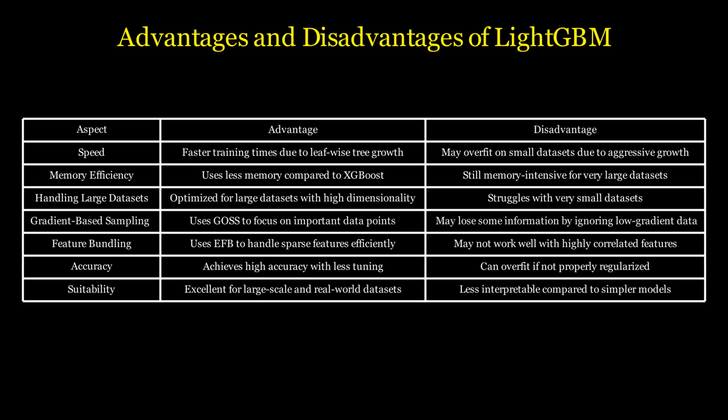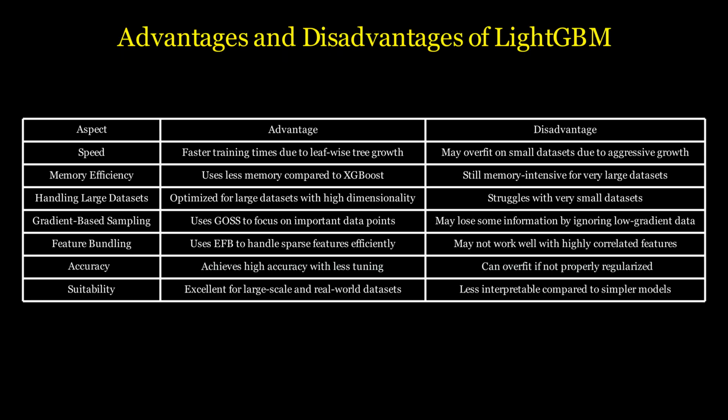LightGBM uses gradient-based one-side sampling (GOSS) to focus on data points with large gradients, improving efficiency. However, this approach may lose some information by ignoring data points with small gradients. LightGBM uses exclusive feature bundling (EFB) to handle sparse features efficiently, reducing the number of features. However, this technique may not work well with highly correlated features.